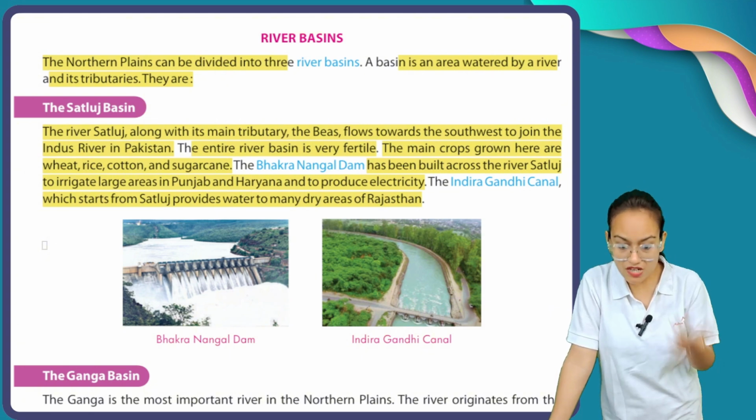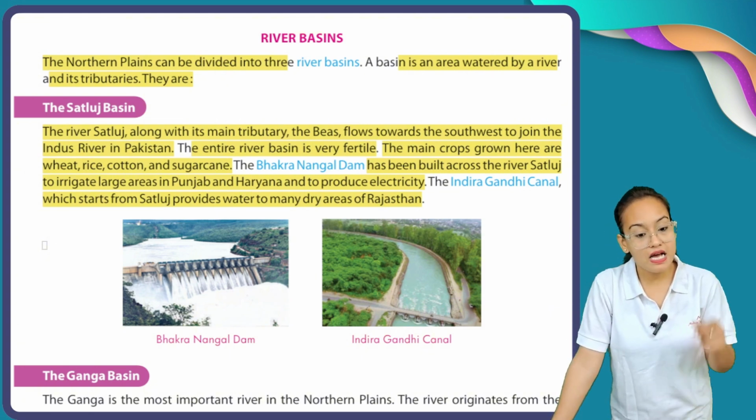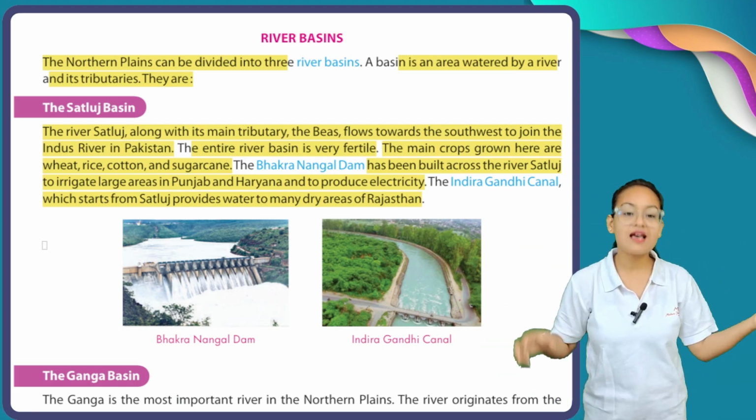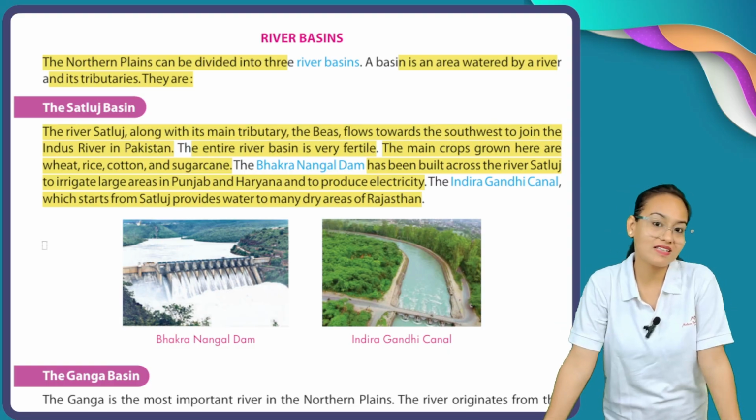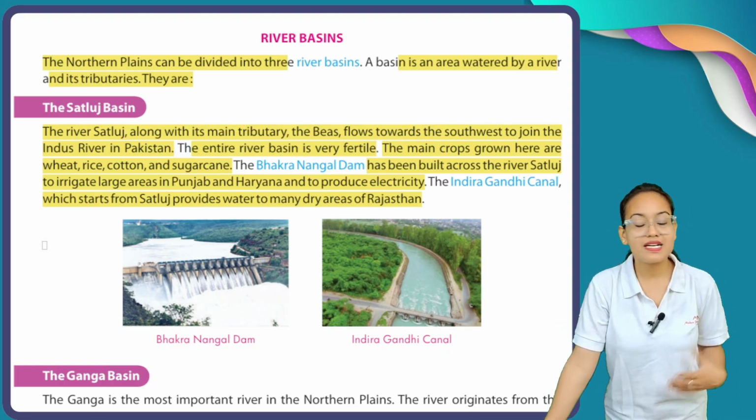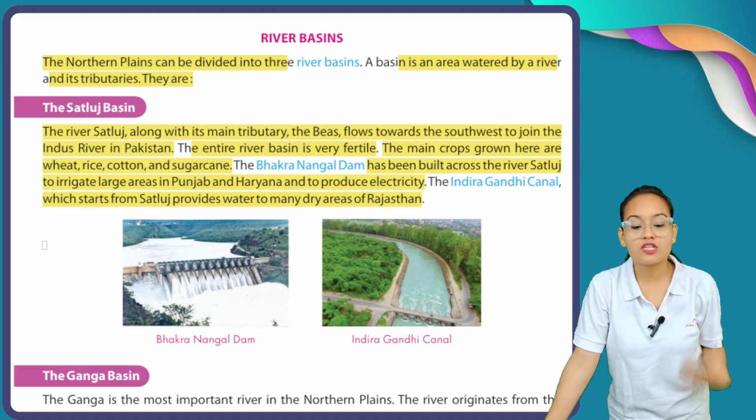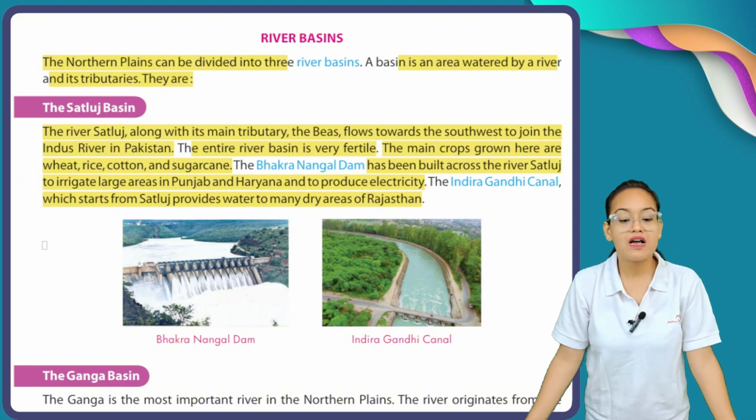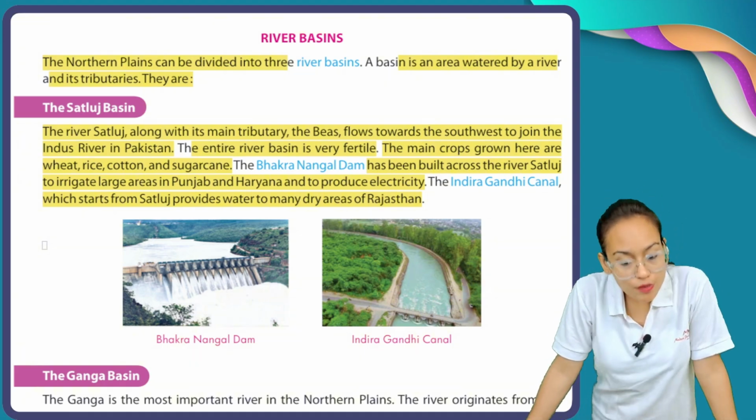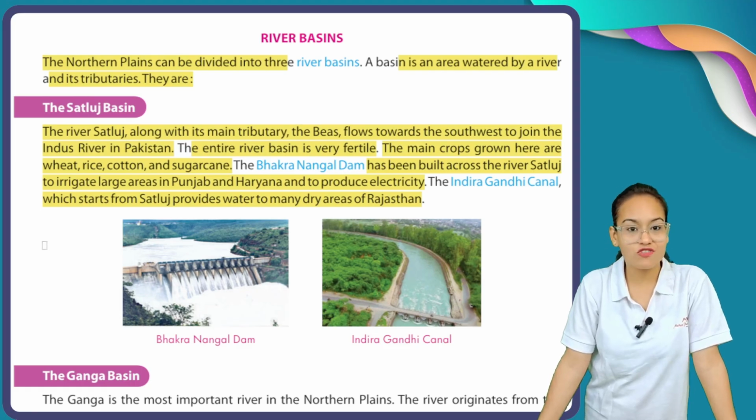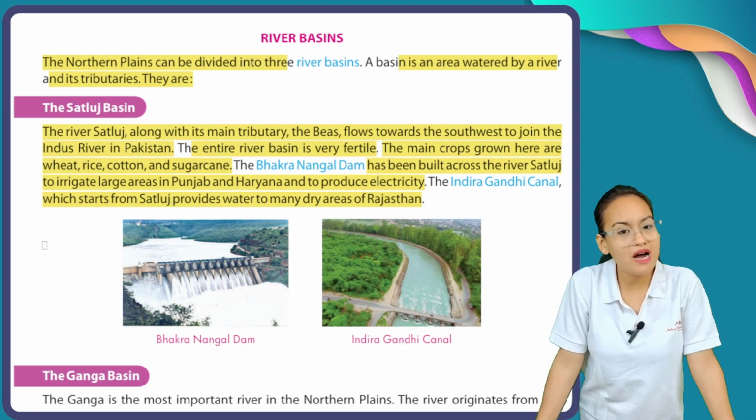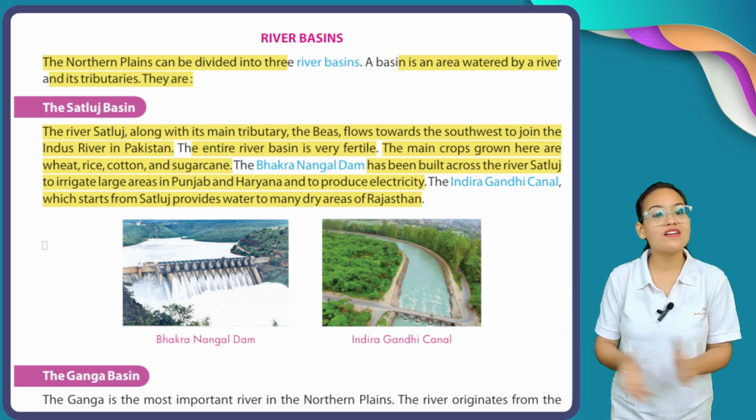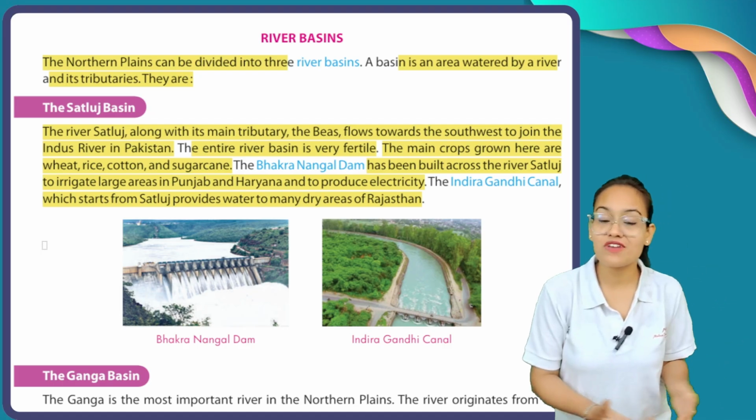The Bhakra Nangal Dam means the Bhakra and the Nangal combined, called the Bhakra Nangal Dam. It is built on the river Satluj for the generation of electricity, and it is in Punjab. Apart from electricity, it also provides irrigation facility. And why do they need to provide irrigation? To provide irrigation to the people of Punjab and Haryana for farming.